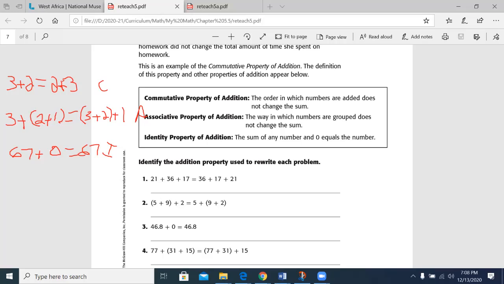So let's look at an example here. The first one, 21 plus 36 plus 17 is equal to 36 plus 17 plus 21. I don't see any parentheses, so it can't be that one. I don't see a plus 0, so it can't be that one. So it has to be commutative property because we just changed the order of the numbers. I'm just going to put a C for right now. Let's go ahead, actually, let's type it out.